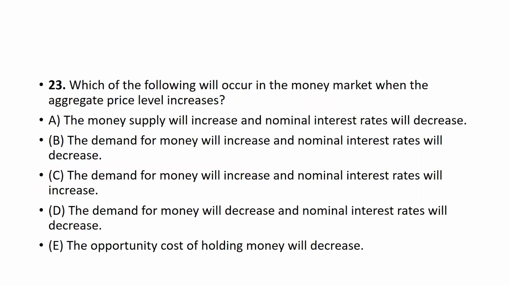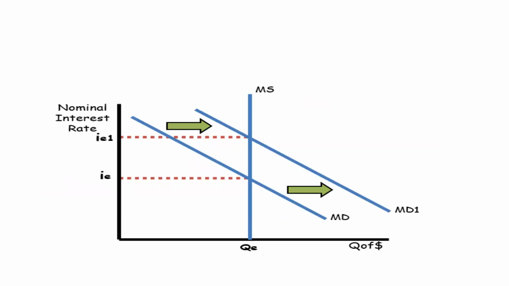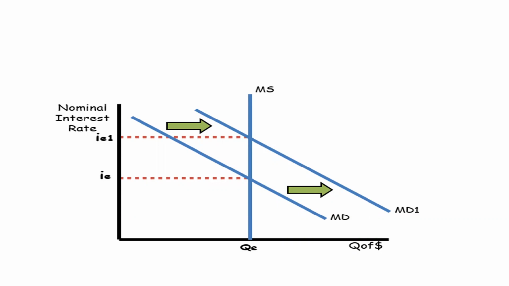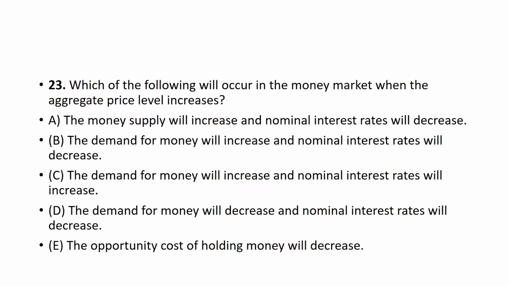Which of the following will occur in the money market when aggregate price levels increase? Okay. Now, on this whole price level thing, if you look at the money market, you're going to shift the demand, because remember, demand is, do you need more or less money in your pocket? Well, if price levels go up, you need more money in your pocket. So the demand for money will increase, and nominal interest rates will increase, right? Look at the graph, nominal interest rates went up. So it's going to be C as in Caroline.